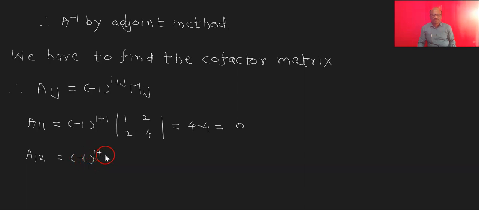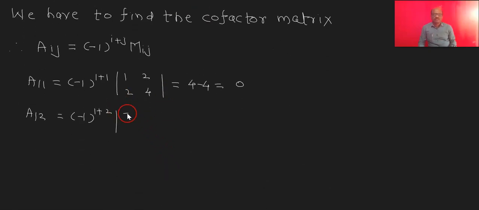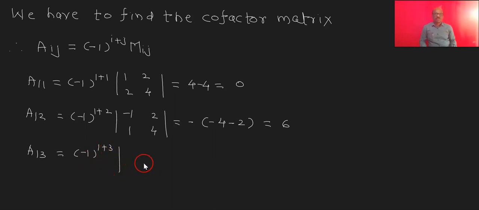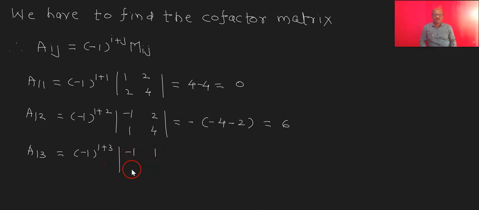Next is A12. Again minus 1 raised to 1 plus 2. And the corresponding elements are minus 1, 2, 1, 4. Now solve this, minus in bracket, minus 4 and minus 2 overall. You will get 6. A13, minus 1 raised to 1 plus 3, minus 1, 1, 1, 2, and here is minus 2 and minus 1, you will get minus 3.